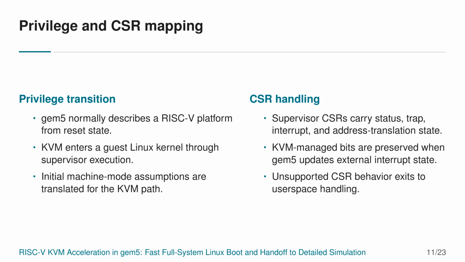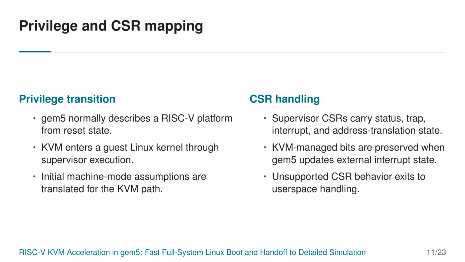Privileged state is one of the RISC-V specific parts. The normal RISC-V full system path can model reset and machine mode firmware. The KVM path starts the Linux guest from supervisor execution. So gem5 has to translate initial privilege and CSR state into the view KVM exposes.